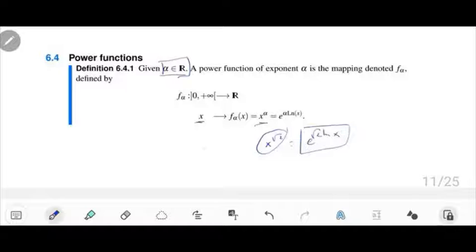Let's say, for example, alpha is equal to 2. So your function will be x to the power 2, which according to this definition is equal to e to the power 2 ln of x, which is e to the ln of x, squared, which is equal to x squared. So it's the same thing. I mean, if you define the function like this or like this, it's the same thing. When alpha is an integer, even when alpha is a rational, and when alpha is an irrational number, it's an extension of the former definition.